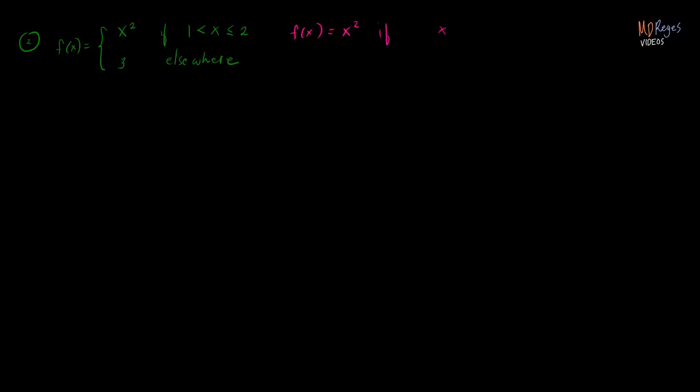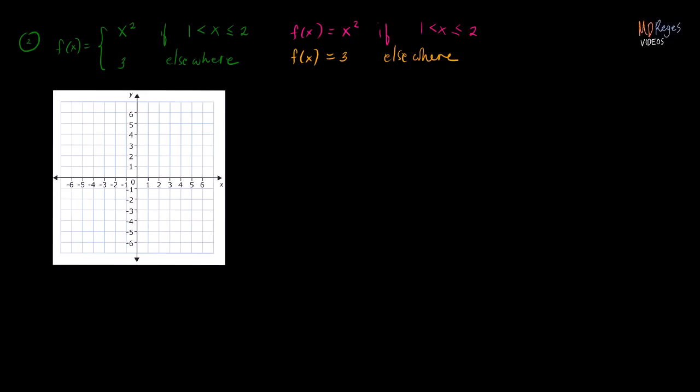So if x is greater than 1 but less than or equal to 2, and then we have another function using another color. F of x is again a constant function equal to 3. That will give us a horizontal line elsewhere. Now this is not very clear. Okay, elsewhere means that whenever we have numbers on the x-axis that are not in this interval, that's what we're talking about in the term elsewhere.